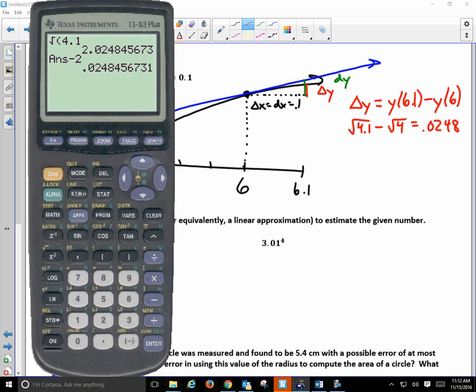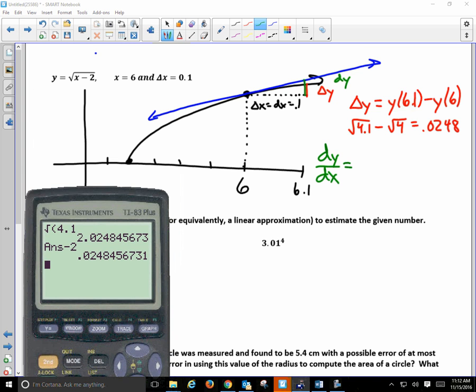In order to figure out the estimated increase, dy, we take the derivative. dy over dx is, what's the derivative of the square root of x minus 2? What rule do I have to use? Chain rule, I've got u to the 1/2, and I've got x minus 2. Derivative of x minus 2 is 1, and derivative of u to the 1/2, good, 1 over 2 roots of u. So I end up with 1 over 2 roots of x minus 2 times dx.